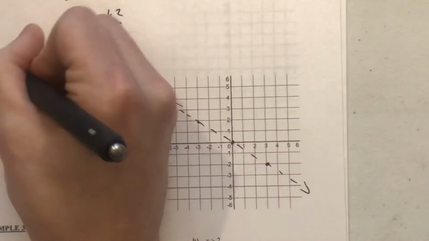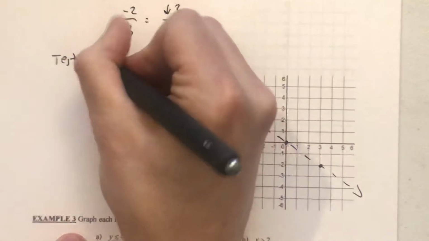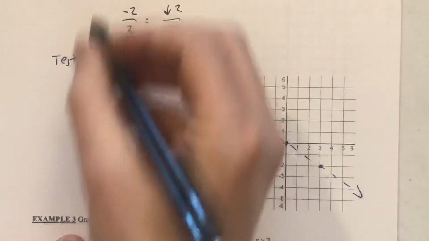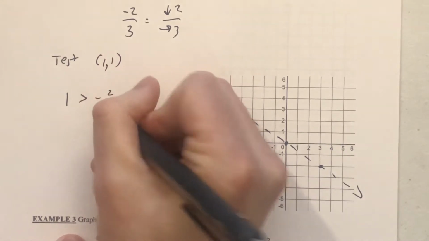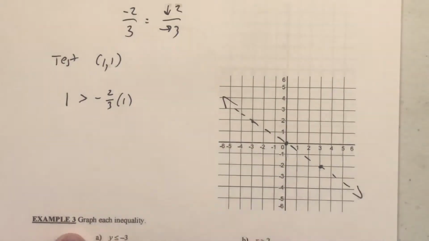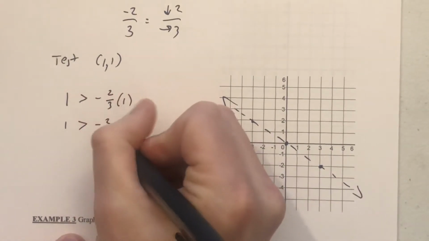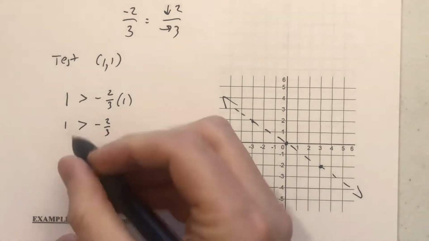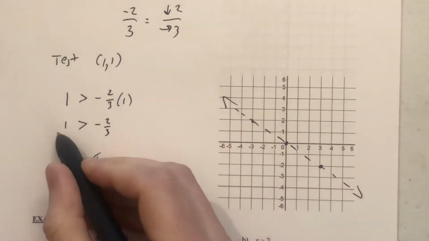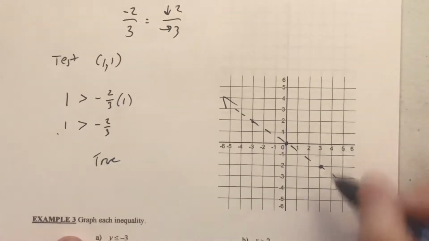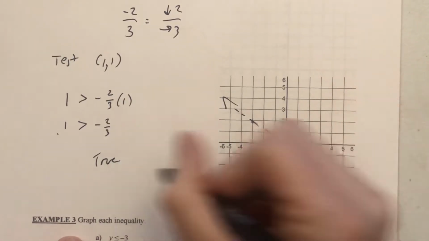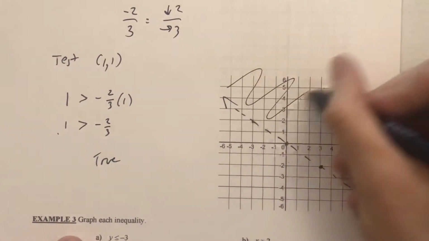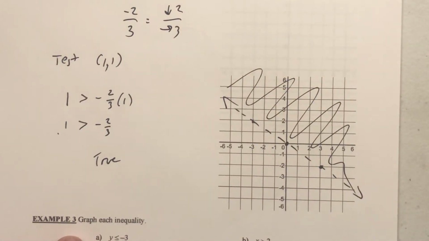So if I test 1, 1, then going back up into my inequality, 1 is greater than negative 2/3 times 1. So 1 is greater than negative 2/3. That is a true statement. A positive number being greater than a negative, definitely true. That means this test point 1, 1 is in the correct region. That means we want to shade the region that 1, 1 came from.